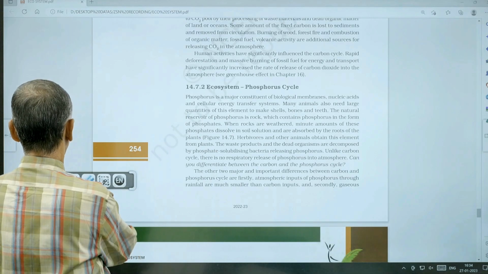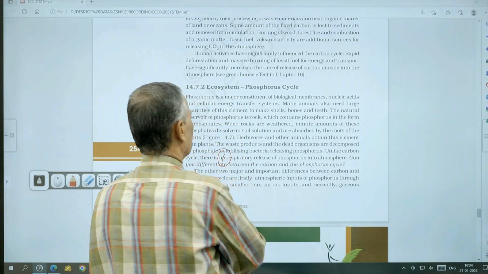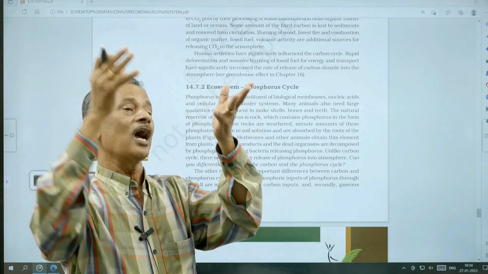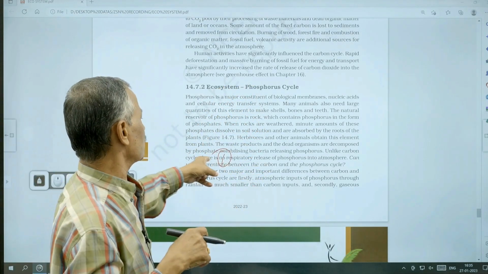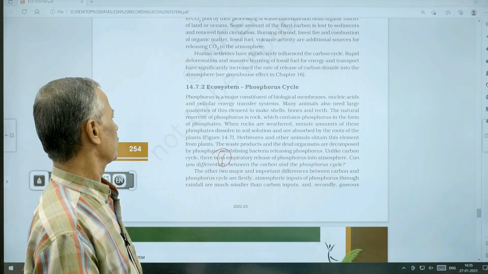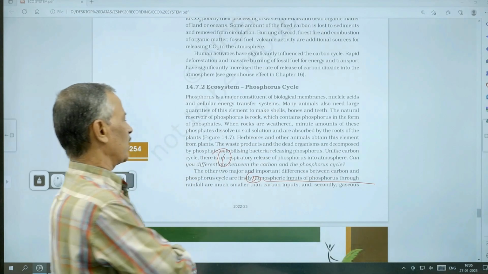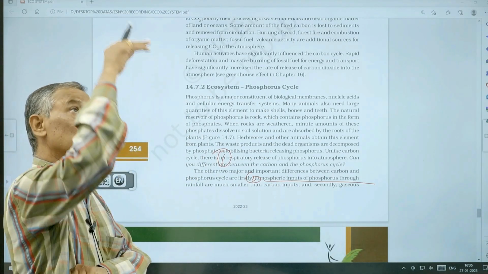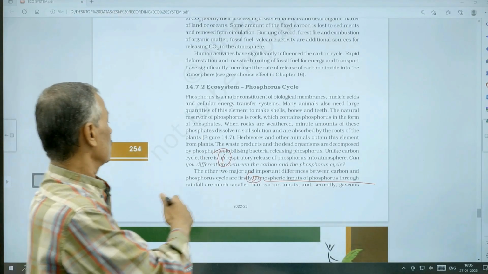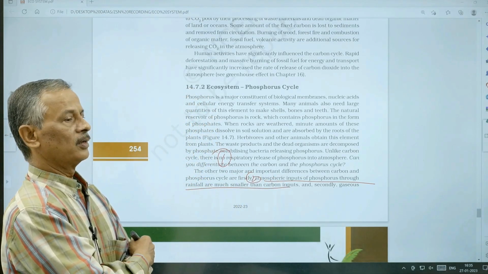One, in the case of carbon cycle, there is respiratory exchange. That is, we breathe out carbon dioxide and plants take them. So there is a respiratory exchange. Whereas in the case of phosphorus, there is no respiratory exchange. Two, atmospheric input of phosphorus through rainfall. That is, through the rainfall from the earth atmosphere or from other parts, not much phosphorus is reaching the earth crust.